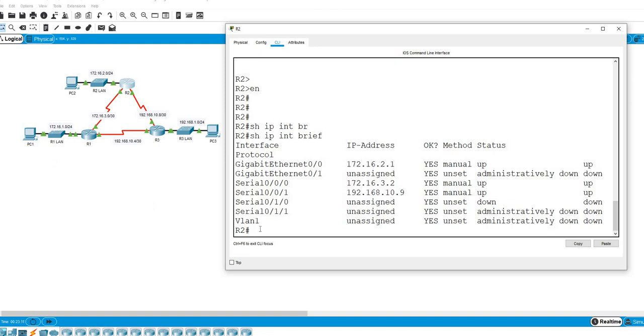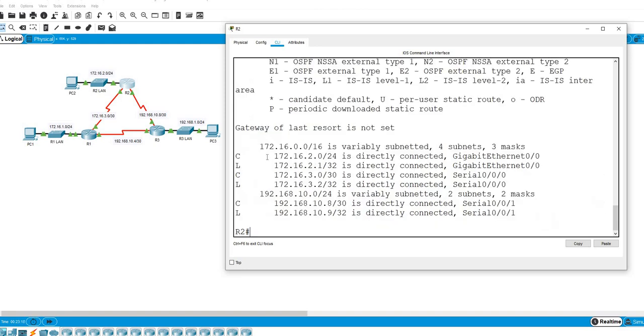So right now let's see what is the status of the routing table. Show IP route. See, it knows the 2.0 network, it has information about the 3.0 network, and it has information about the 10.8 network. So no remote network is there. Similar is the status of R1 and R3. Okay, so that's verified, everything is okay. The layer 3 serial connection is fine.